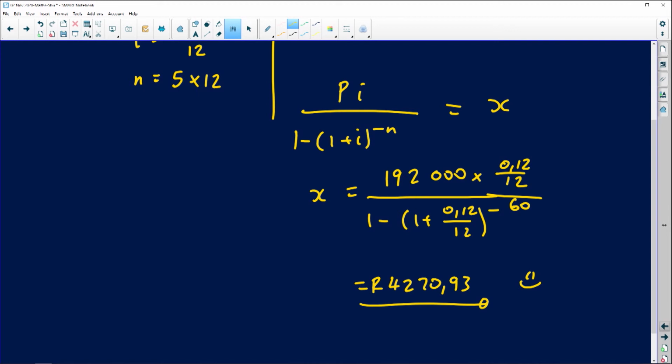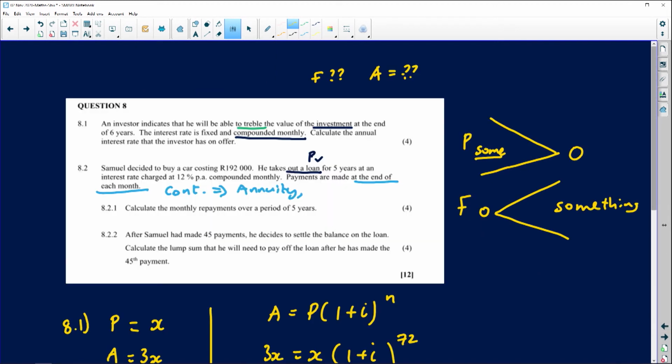Beautiful stuff. Now let's go to the next question, which is the last one of these ones. 8.2.2 says to us, after Samuel has made 45 payments, he decides to settle the balance on the loan. Calculate the lump sum that he will need to pay off the loan after he has made the 45th payment. Okay, cool. So how does that even look after he has made the 45th payment?